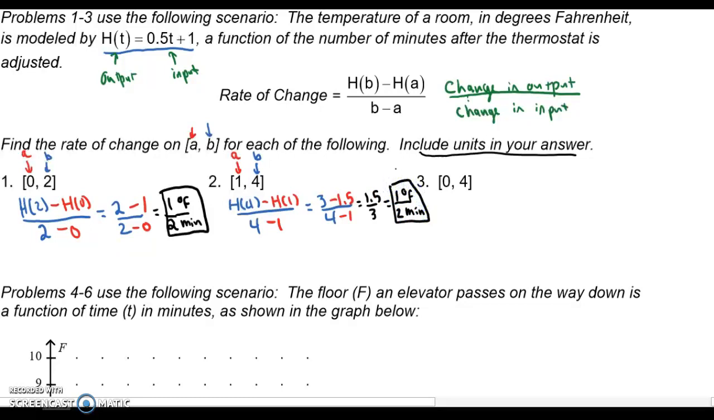Wait a minute, we got the same answer for number 2 as we did for number 1. I guarantee you that if we did number 3, we would get the same thing. Here's why I'm confident we would get the same thing. If you take a look here, 1/2, we know that's the same thing as 0.5. Based on our model, that 0.5 is our rate of change of the temperature of the room. And it's a linear model. So it appears that if we find the rate of change for a linear function, it's the same throughout.